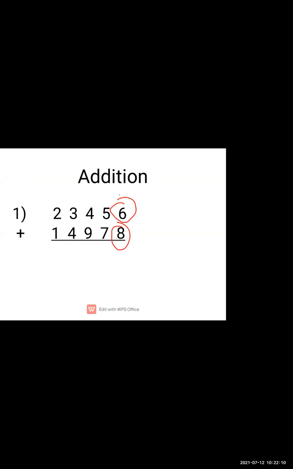The two digits are there, but we have to write only one digit in the answer. So what will you do now? You will write the first number, 1, as the carry to the 5. Here it is 4. You will write 4 in the answer, and you will give 1 to the 5, because 5 is standing beside the 6. So now we will do 5 plus 7.